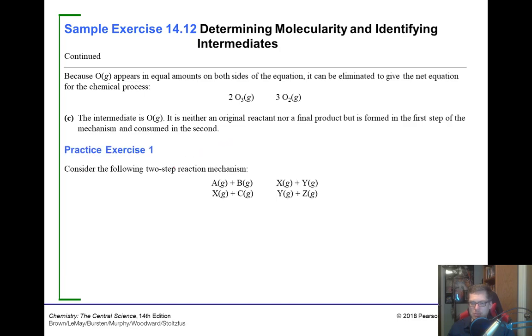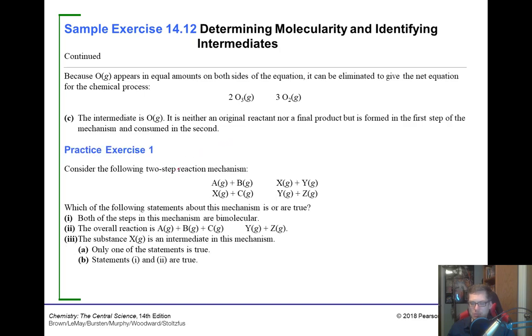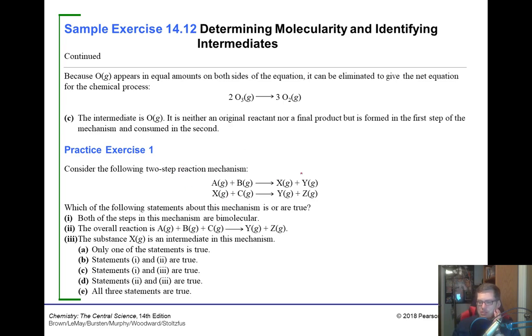Okay. It says consider the following two-step reaction mechanism. All right, so we have A plus B yields X plus Y, and then X plus C yields Y plus Z. It says which of the following statements about this mechanism is or are true. It says both of these reaction steps in this mechanism are bimolecular. Well, bi means two, and there are two molecules, so yeah. So they're both bimolecular.